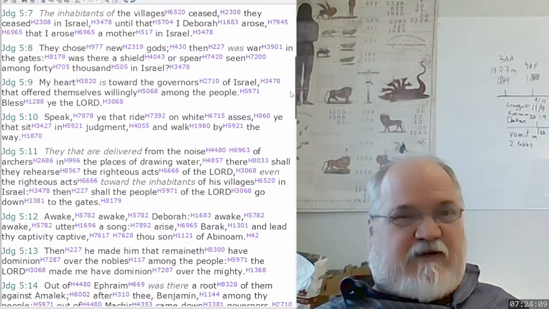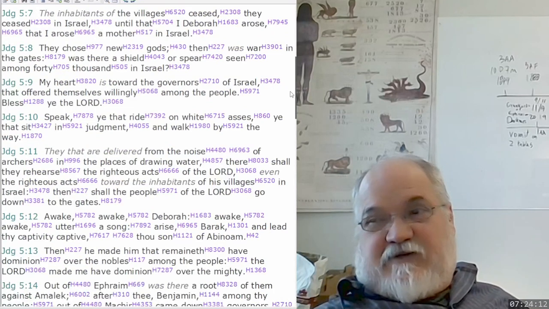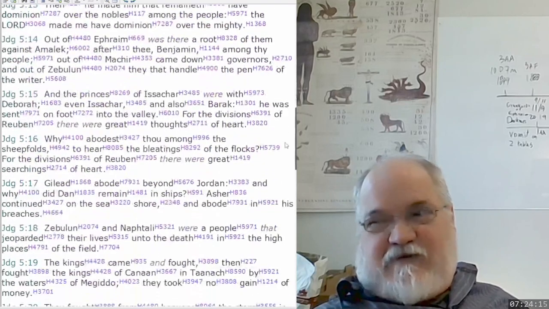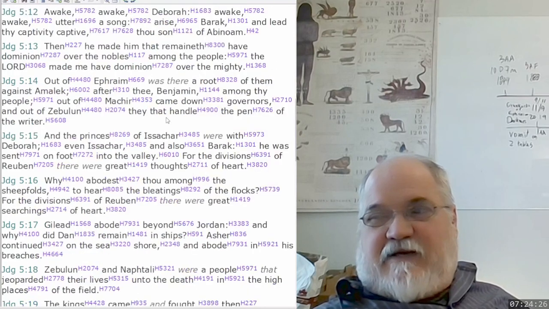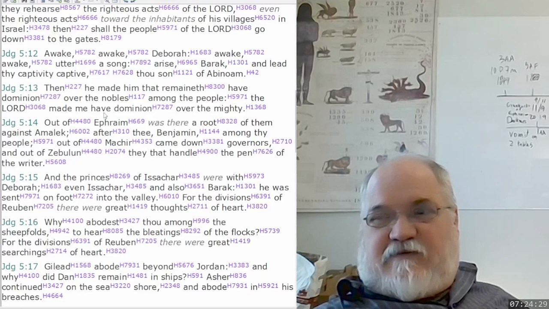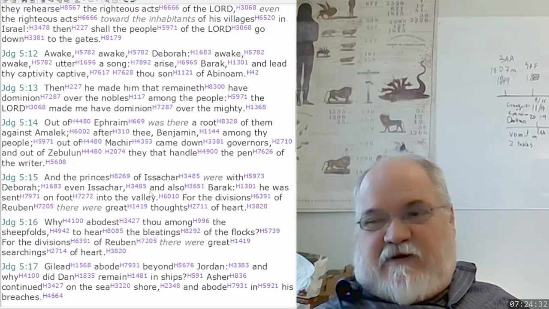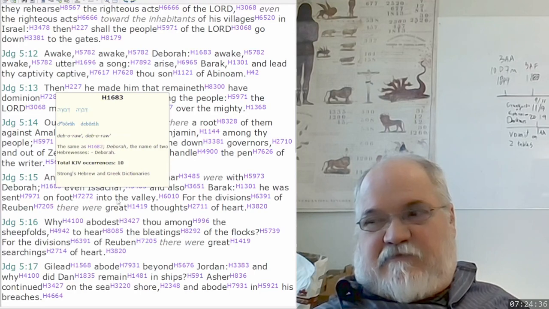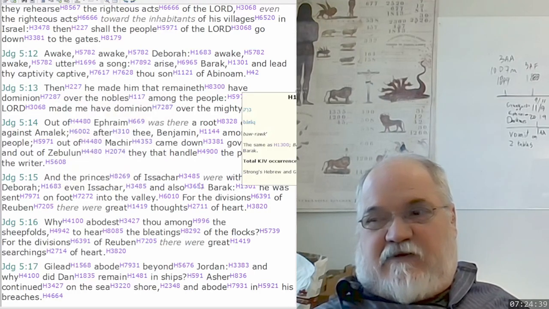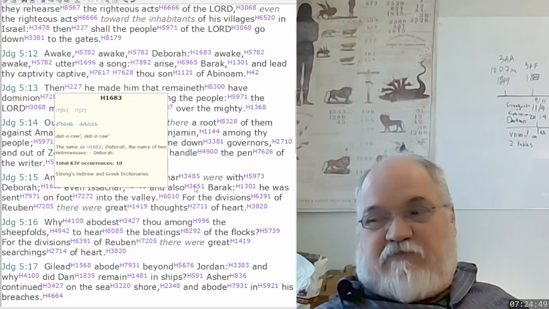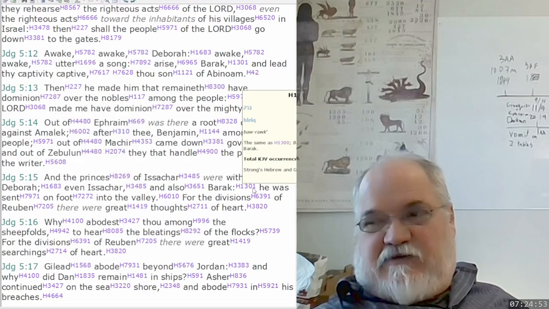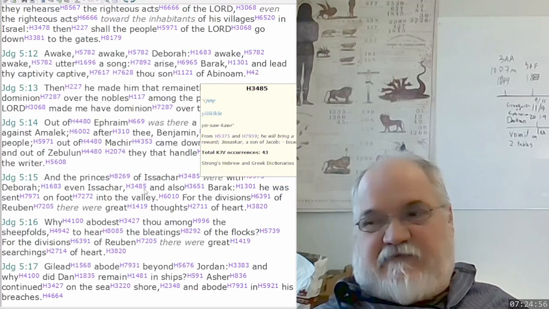Because in this period of darkness, we're going to have Issachar that has the knowledge of the times, right? Now it says here, the princes of Issachar were with Deborah, even Issachar also Barak. So in this context here, Issachar is with Deborah. So Deborah represents the school of the prophets, and Barak represents this understanding of chronology. So this makes sense that Issachar has an understanding of the times.